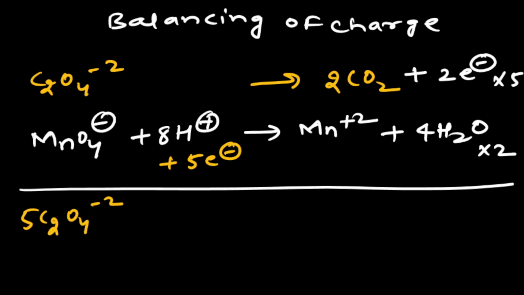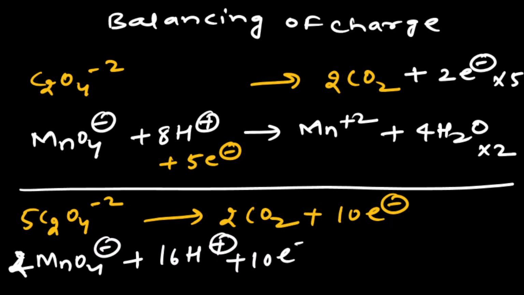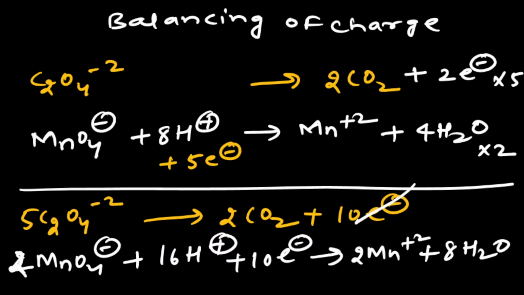If you multiply the entire reaction, the first one becomes 5C2O4 2- gives rise to 10CO2 plus 10 electrons. And the second reaction becomes 2MnO4- plus 16H+ plus 10 electrons gives rise to 2Mn2+ plus 8H2O. Now the 10 electrons cancel. Then next we balance the reaction.